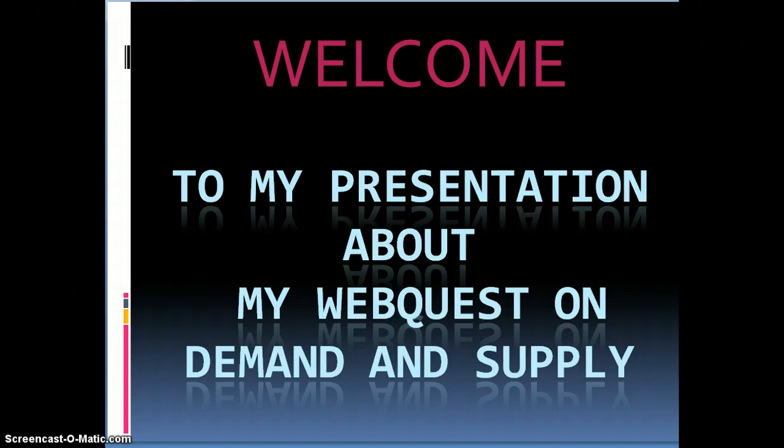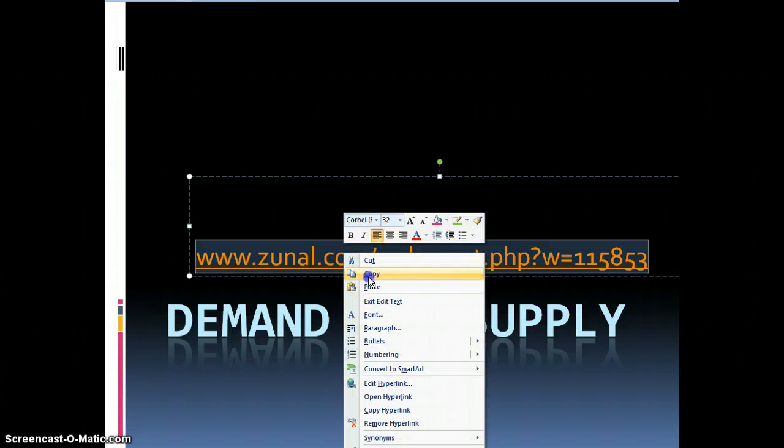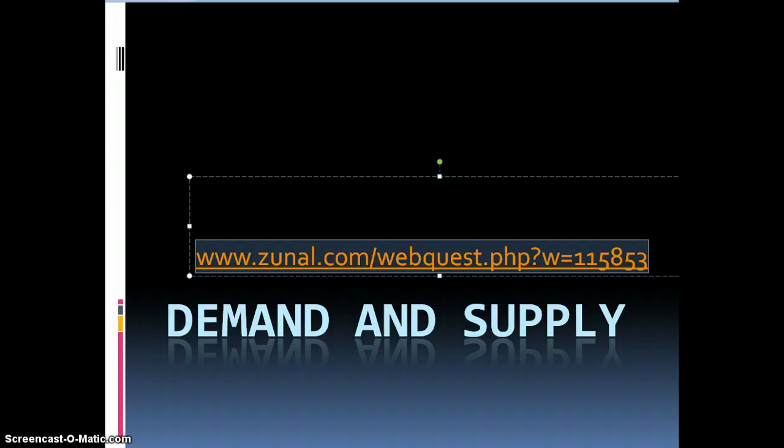I would like to explain and demonstrate to you how my Webquest works and how you can use it as a teaching tool in the classroom. To go to the Webquest, just copy the address above onto your address bar at either Internet Explorer or Mozilla Firefox, or you can copy this and paste on your address bar and press go.